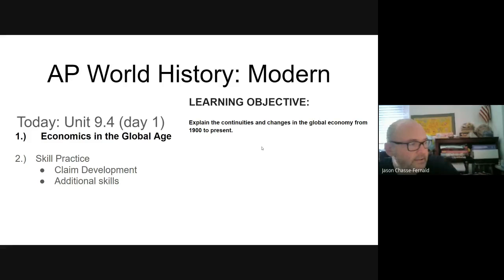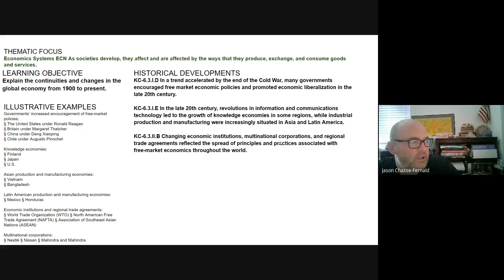All right, so here's a look at the College Board standards. We're going to be looking specifically at continuity and change with a few different categories of analysis. One is governments that increase and encourage free market policies, such as the United States under Reagan, Britain under Thatcher, China under Deng Xiaoping, and Chile under Pinochet.